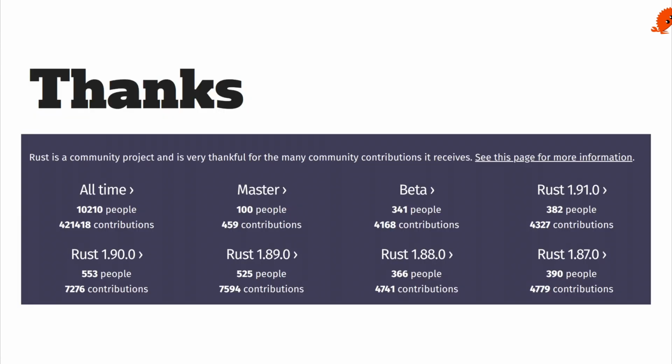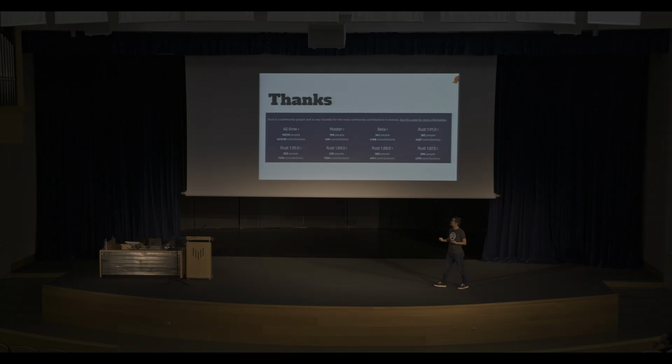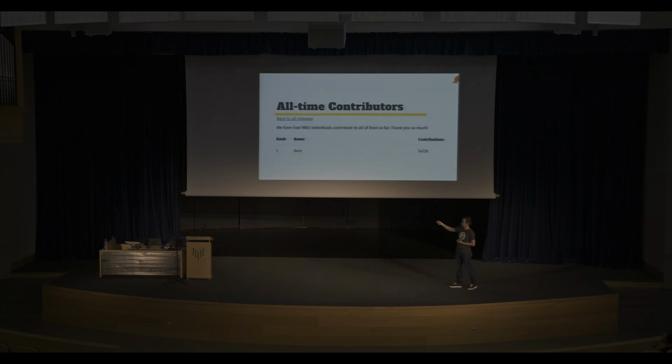We also try to, of course, thank our contributors and give them attribution. So we have a page called Thanks, where for every Rust release, we list all the contributors that contributed to it and how many contributions they made. And here we can see that over all time, over 10,000 people have already contributed to Rust, right? So it's not just those 300 people that have the voting rights, but it's actually a much larger group of people. And if you're wondering, who is the number one contributor to Rust, it's actually the Bors bot, right?